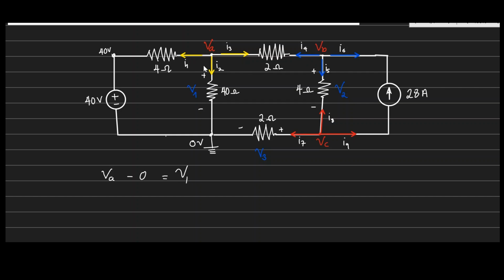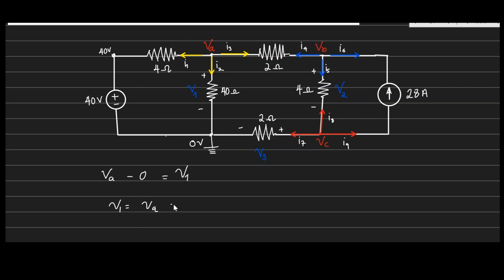It's because if you're coming from here, you equate it to the sign that you meet first. So VA minus this voltage here is equal to positive V1 because I meet the positive sign first. So be careful with that one. So this is equal to V1, right? So you can say V1 is the same as VA. So V1 is equal to VA.